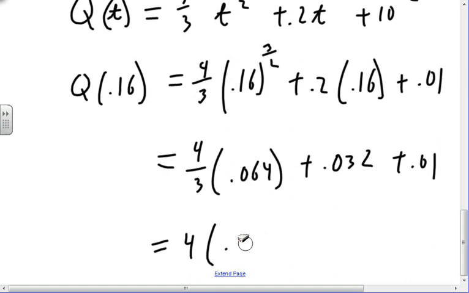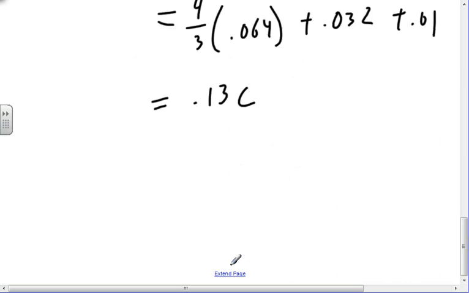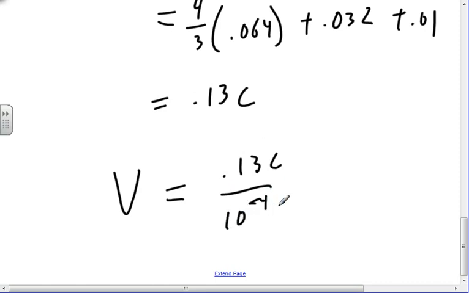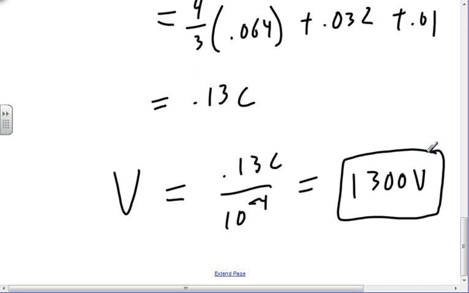0.13 coulombs. The voltage is going to be 0.13 coulombs divided by 10 to the minus 4, which would be 1,300 volts. So at this point, somebody should look in the back of the book and tell me that I'm right. Well, you can just tell me that I'm right. You don't have to look in the back of the book.